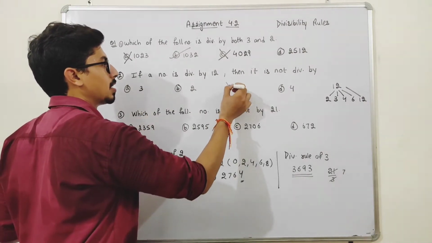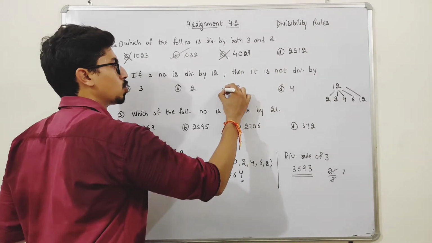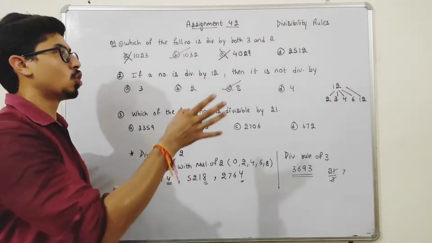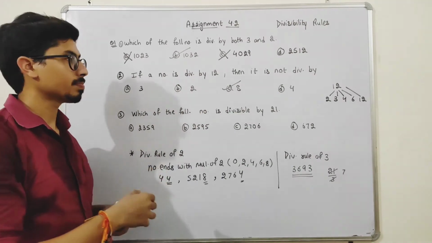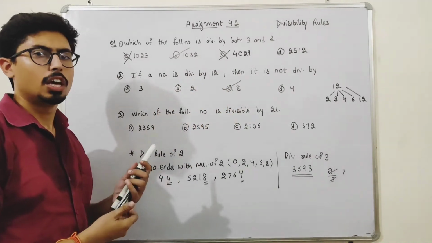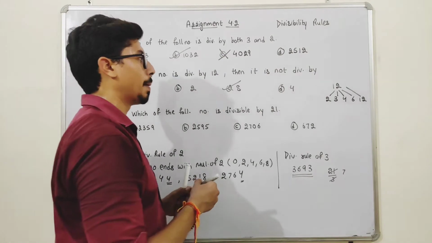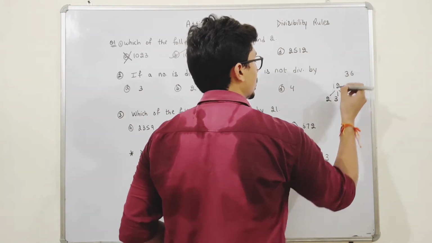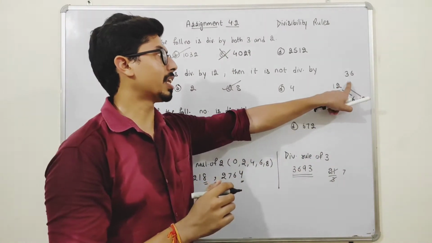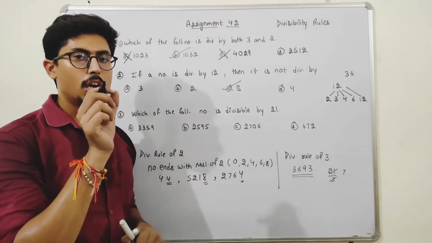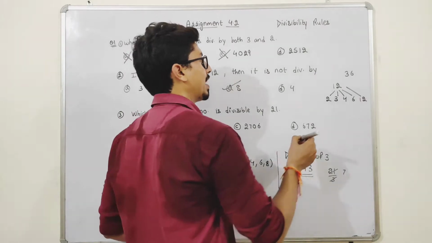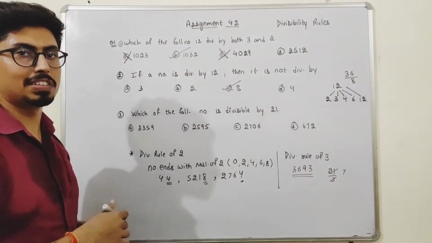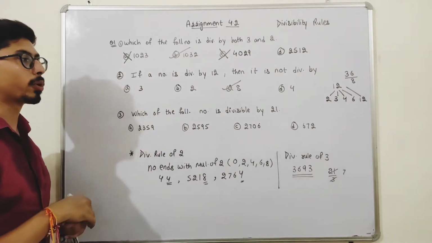So yes, 8 is not a factor, so 8 is our required answer because we have to find the number which is not divisible by them. Okay. So 8 is our required answer. You can see it by one example. If I take 36, students, yes, 36 is a number which is divisible by 12 because 12 times 3 is 36. But if I divide it by 8, students, it is not divisible by 8. So 8 is our required answer.